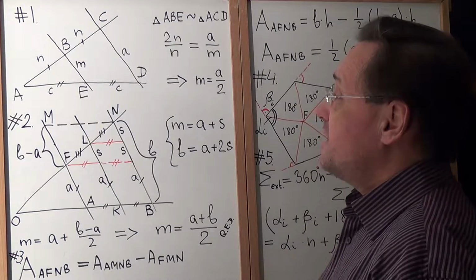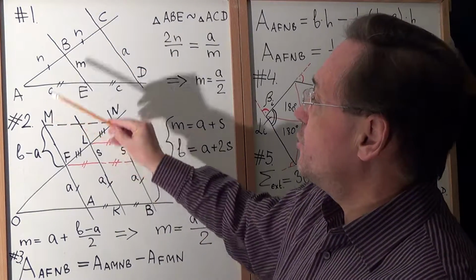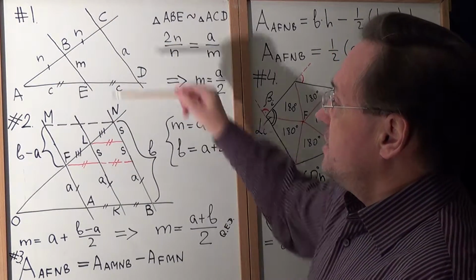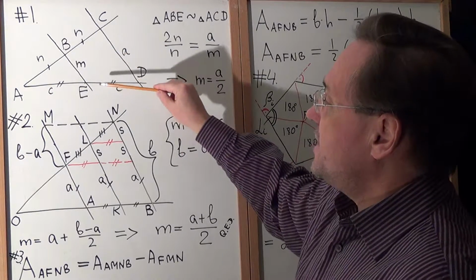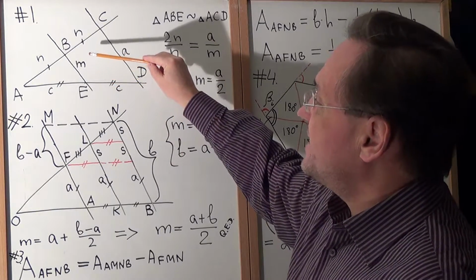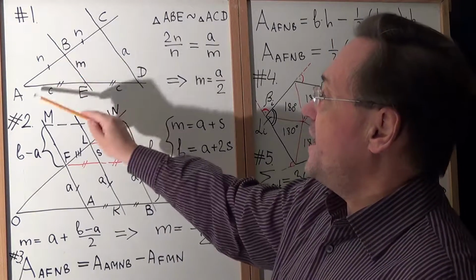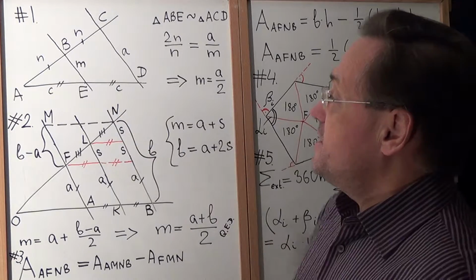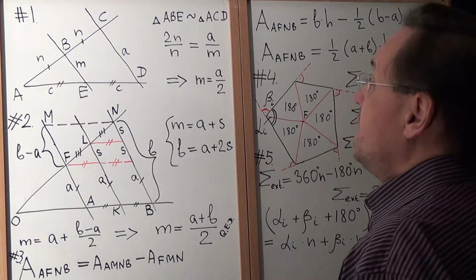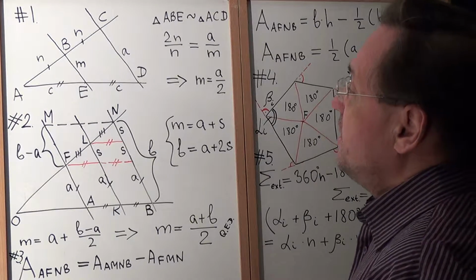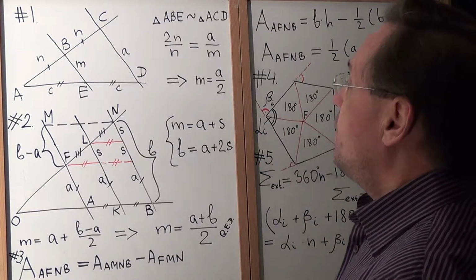Definition: midline of a triangle is a line segment, in this case in triangle ACD, line segment BE, that connects midpoints of two sides. B is midpoint of AC, E is midpoint of AD. That was definition. Theorem: midline of a triangle is half of its base.